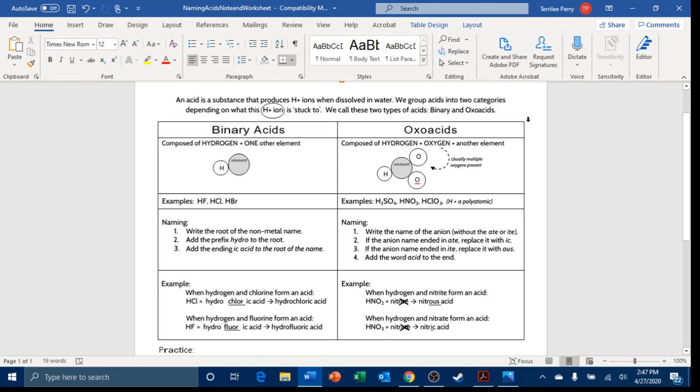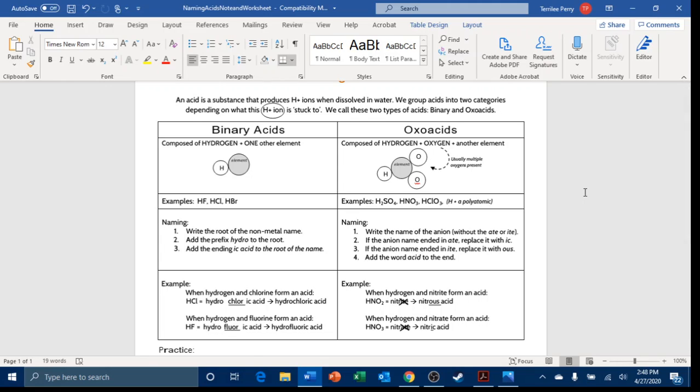I'm hearing that you guys are having trouble with naming the acids, so I want to go through this with you. I put this on RenWeb. If you do not have this worksheet with the notes, please go get it before I go through it with you. So stop the video and go get that, and then you can come back.